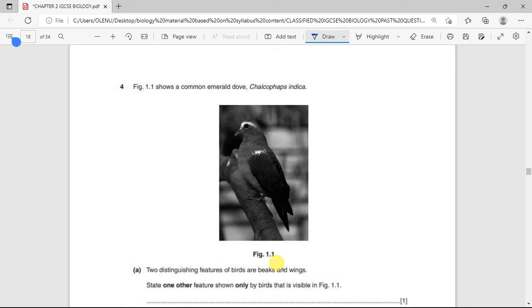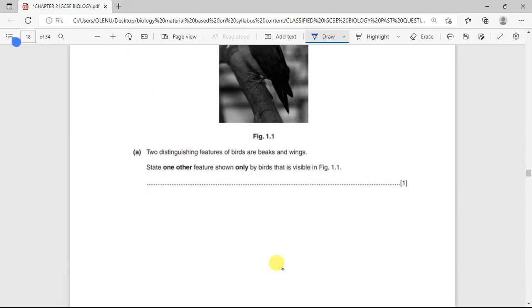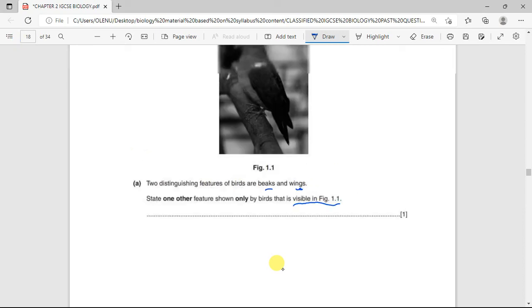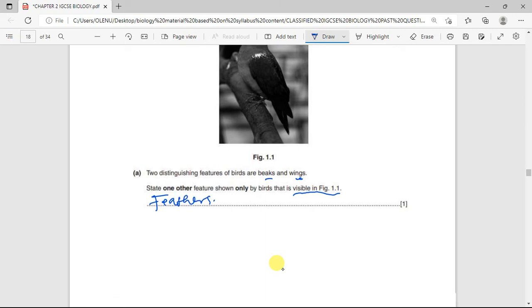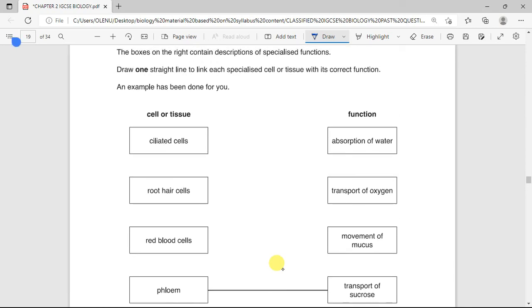Now, figure 1.1 shows a common emerald dove. This is the scientific name. Two distinguishing features of birds are beak and wing. State one other feature shown only by birds that is visible, what you can see. It has feathers. That's all.